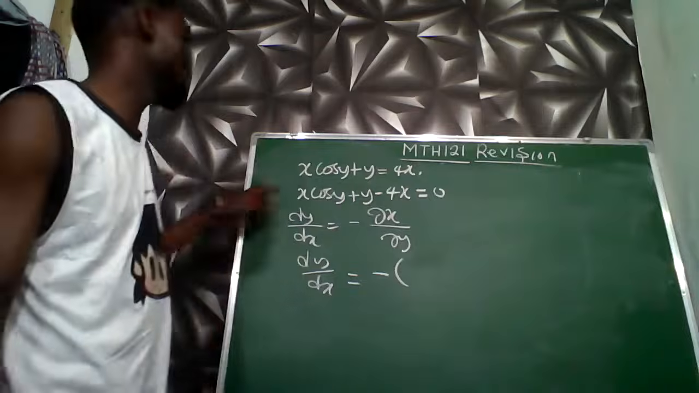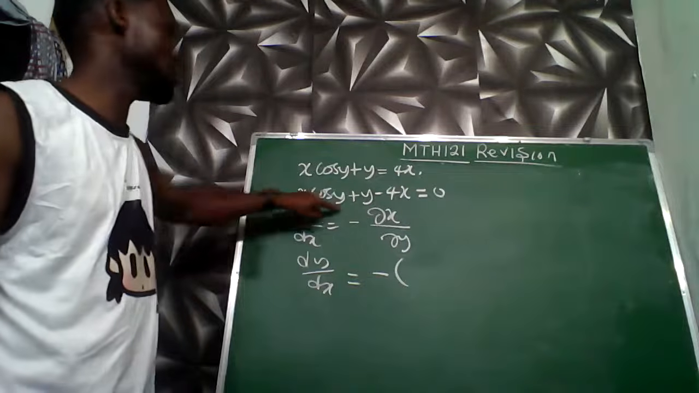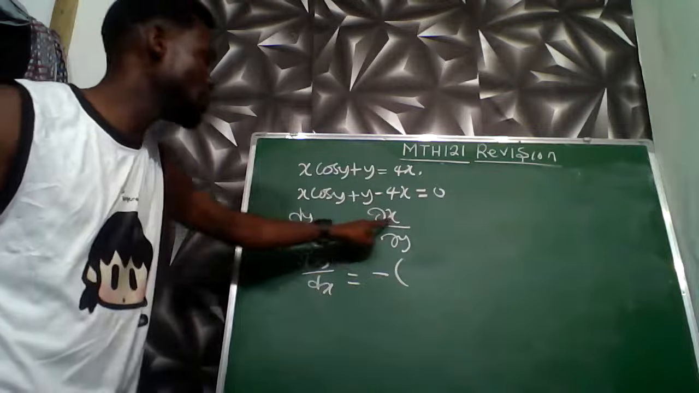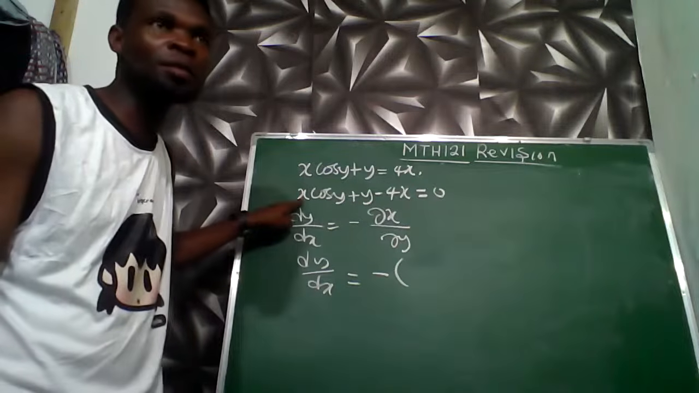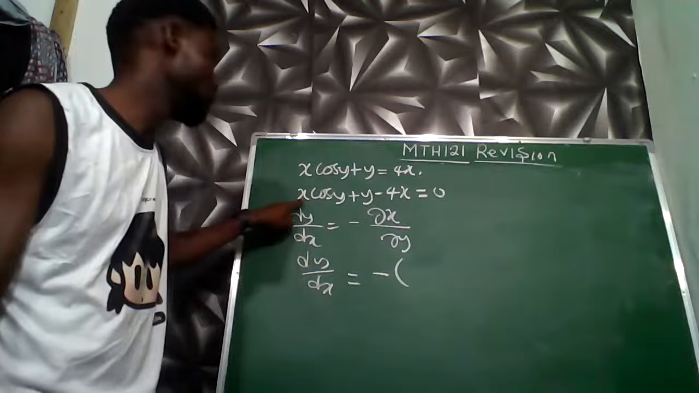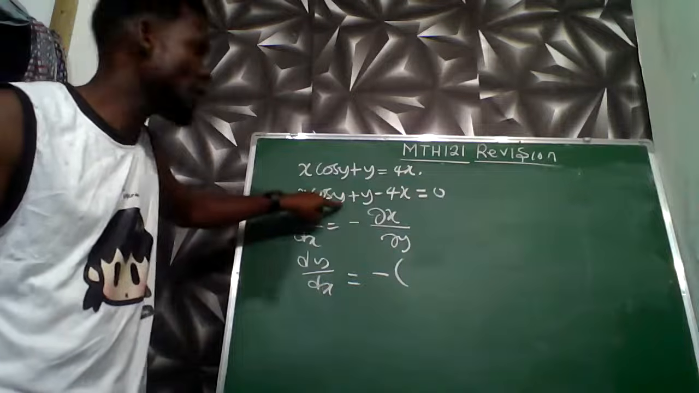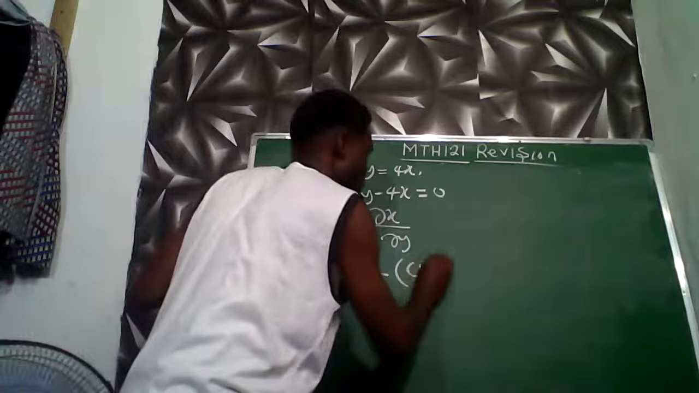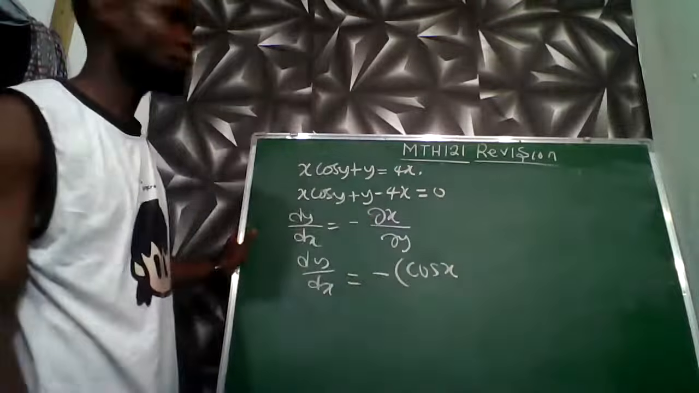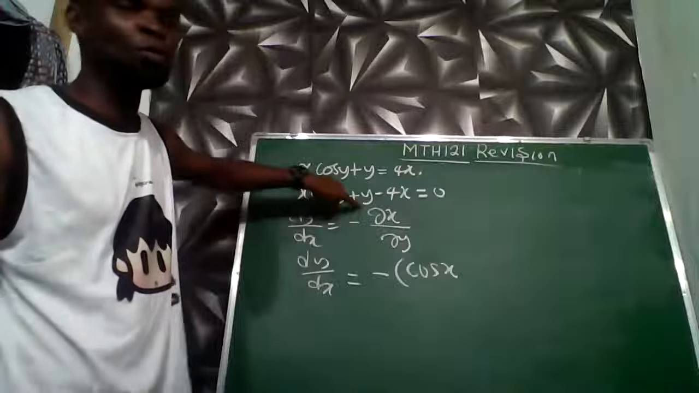Okay, let's go straight to the point. Let's differentiate this now. Remember, I'm differentiating with respect to x. So look at x here. What's the derivative of x? 1. Now, 1 times cos y is what? cos y. That's why we get cos y. All right, let's look at the next term. Do we have x there?